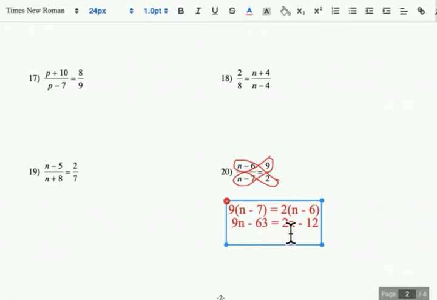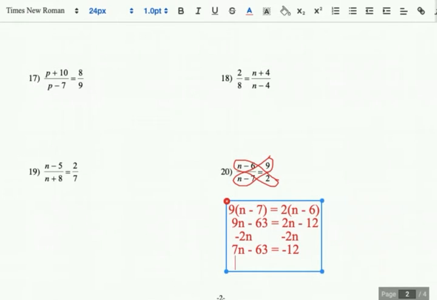This is the smaller one, so I'm going to subtract 2n from each side so that I end up with a positive coefficient for n. So minus 2n on this side as well. Minus 2n. So on both sides I have minus 2n, and that will give me a new equation. That will give me 7n minus 63 is equal to 2n minus 2n cancels, so just negative 12. Make sure you bring down the negative sign also, and not a positive 12.